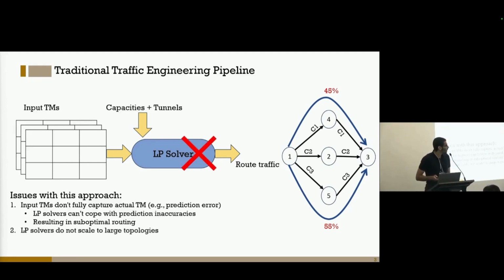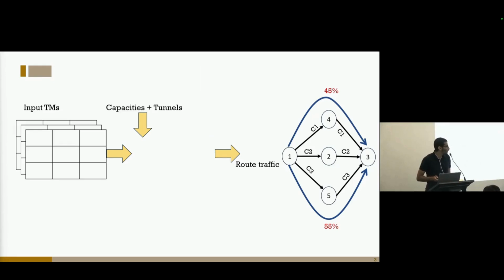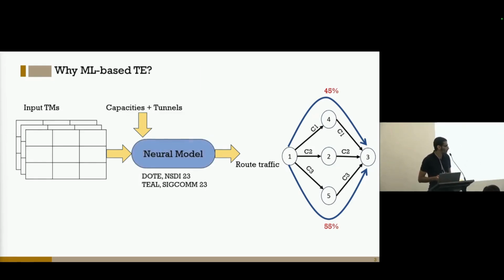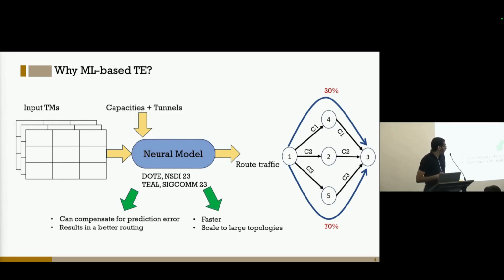So the community has recently shifted towards using neural models instead of LP solvers. Last year we saw DOT and TEAL, and that's reasonable because neural models are somewhat promising. First, because they can compensate for prediction errors, yielding eventually better routing. And they are also faster and can scale to large topologies.